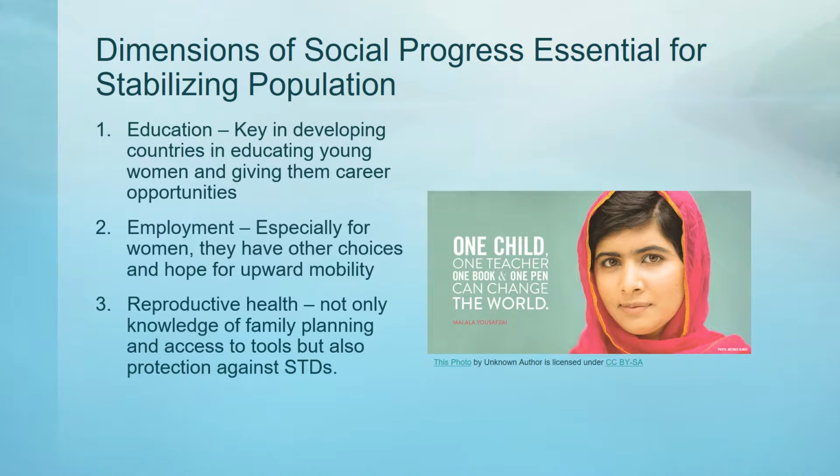The third part is reproductive health. Not only knowledge of family planning and access to tools, such as condoms, but also protection against STDs, which, if you look at AIDS, for instance, in Africa, has been devastating. So if you can start to get a hold of some of these diseases, you're in much better shape.